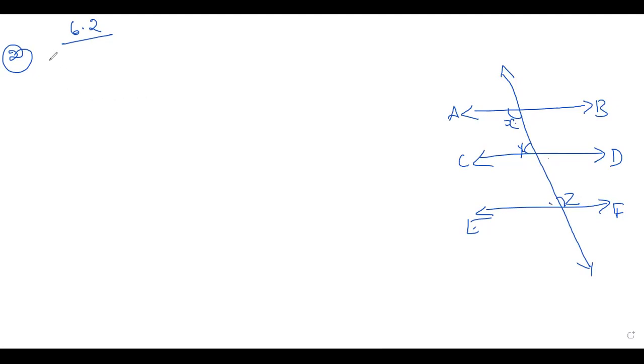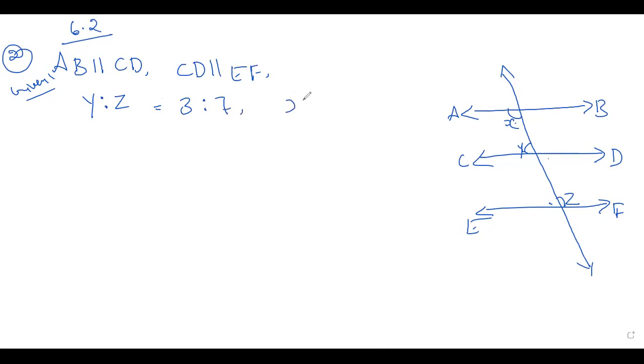Let us see what is given in the figure question. AB is parallel to CD. CD is parallel to EF. And they have given y is to z is equal to 3:7. Then x is equal to question mark. But we don't know this. They have given in the ratio form. Still you have to find out the angles. Okay. Now write solution.